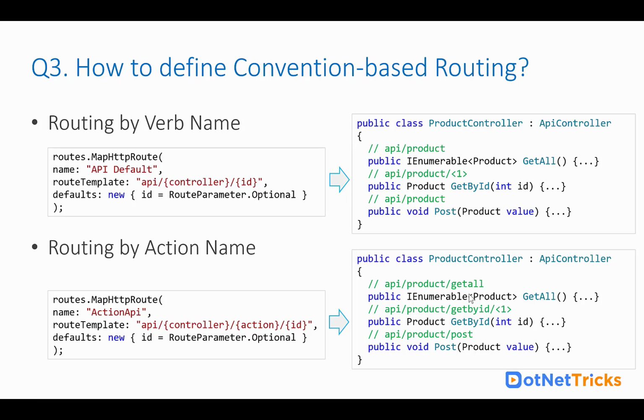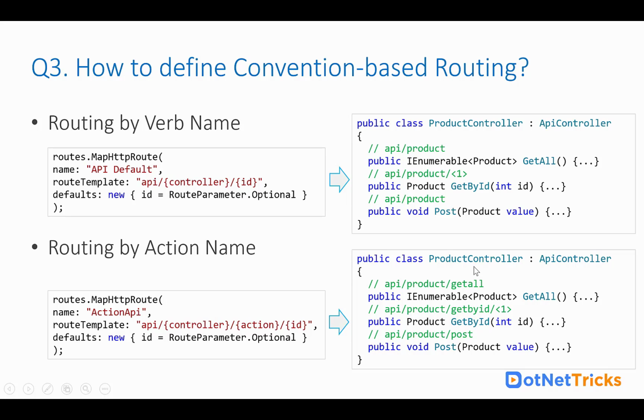Now for the same controller, if you are going to access it by the action name convention, we need to mention the action name also in the URL, like API/product then get all, API/product then get by ID, then parameter, then API/product then post. So this is the way we can define convention based routing.